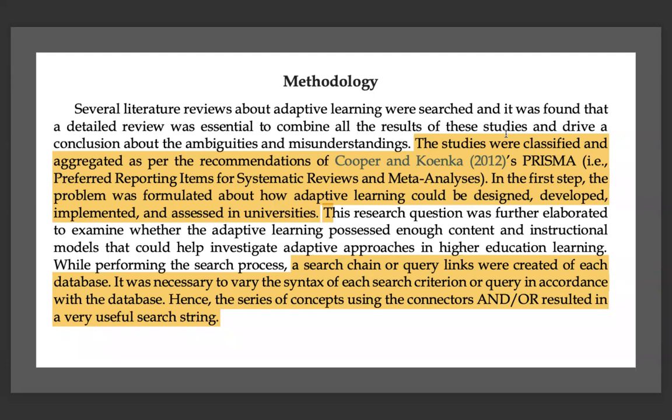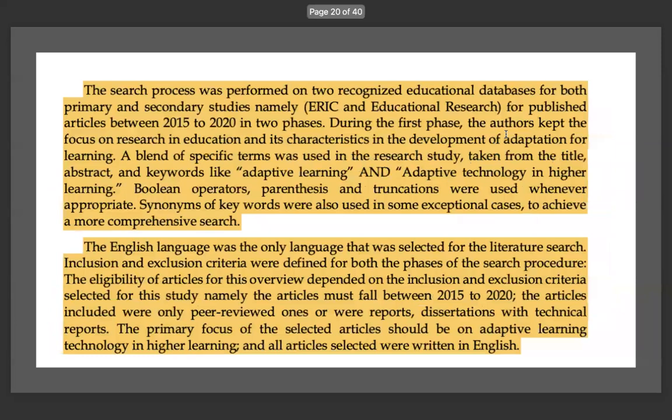It was necessary to vary the syntax of each search criterion or query in accordance with the database. Hence, the series of concepts using the connectors "and" and "or" resulted in a very useful search string. The search process was performed on two recognized educational databases for both the primary and secondary studies, namely ERIC and Educational Research, for articles published between 2015 and 2020 in two phases.